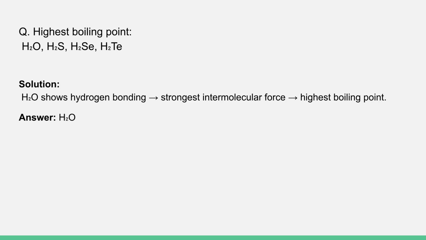Next, we will cover the chemistry questions and solutions. Question: identify the compound with the highest boiling point among hydrogen oxide, H2S, hydrogen selenide, hydrogen telluride. Solution: hydrogen oxide has the highest boiling point because it exhibits hydrogen bonding, resulting in the strongest intermolecular forces.